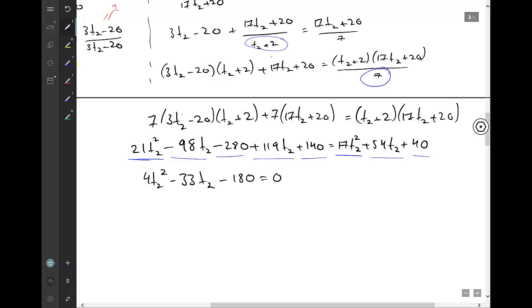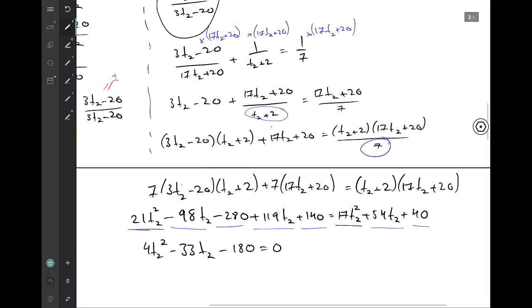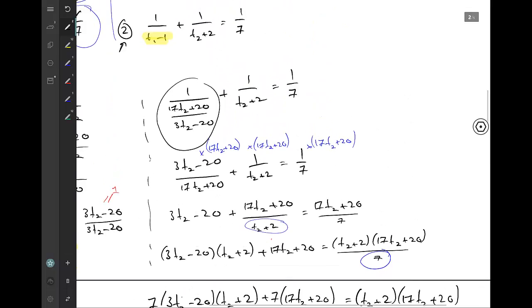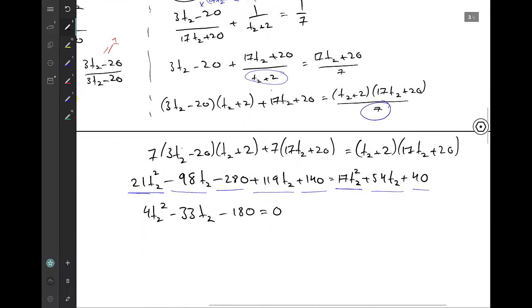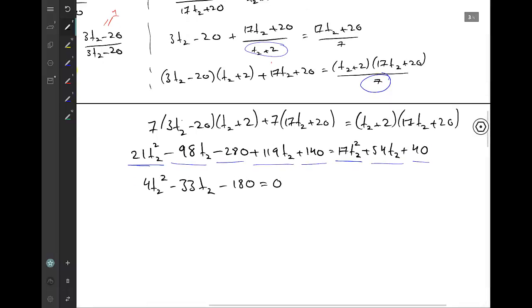Now, note that this question, whilst it is quite long and you do need to be careful, you do not need a calculator. So whilst you might not want to do minus 98 plus 119 plus 54 entirely in your head, you should at least be able to do it on paper. So we get this equation here, which initially kind of looks pretty gross, but if you fiddle around with it, I think you can get it out.